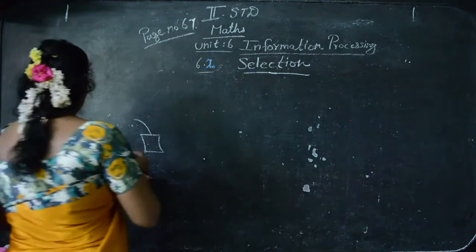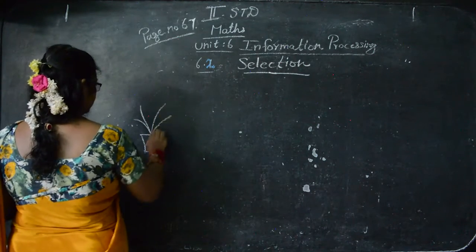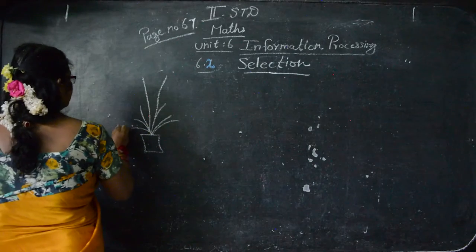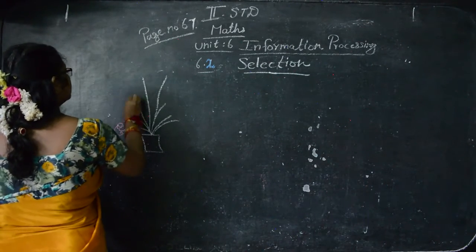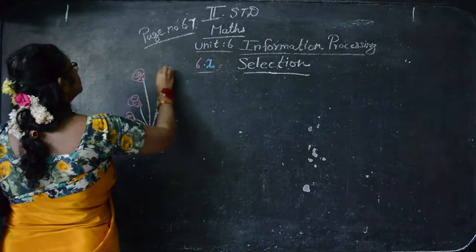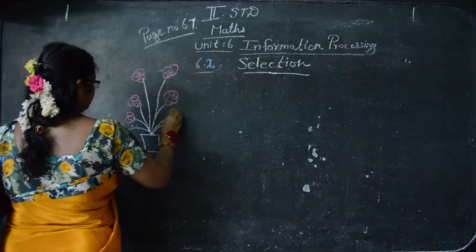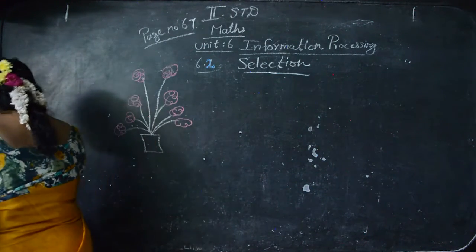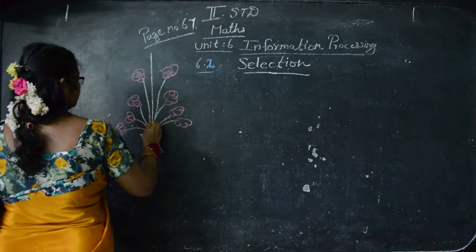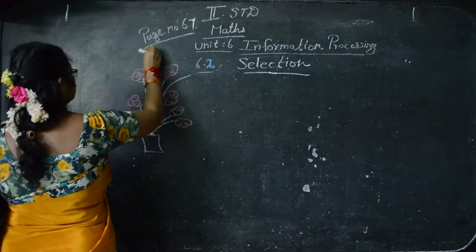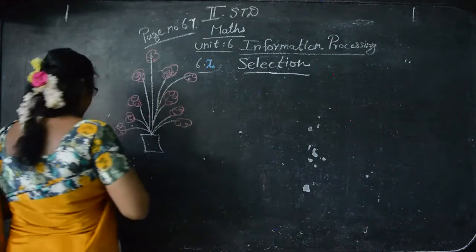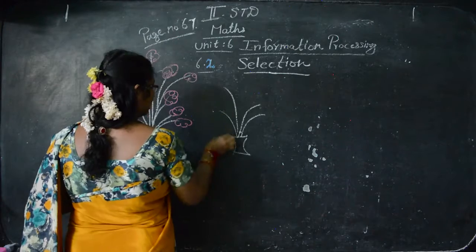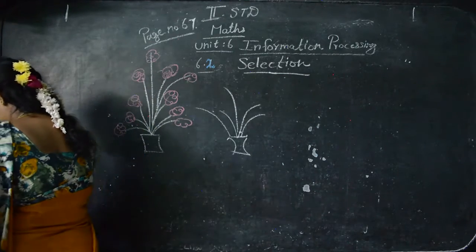Okay. See here. Red color flowers. How many are there? 10 are there. Count children. 1, 2, 3, 4, 5, 6, 7, 8 only are there. So 2 more we need. 10 flowers are there. Okay. In another, how many flowers are there? What color? Yellow color. We are having 5 flowers. Yellow color.